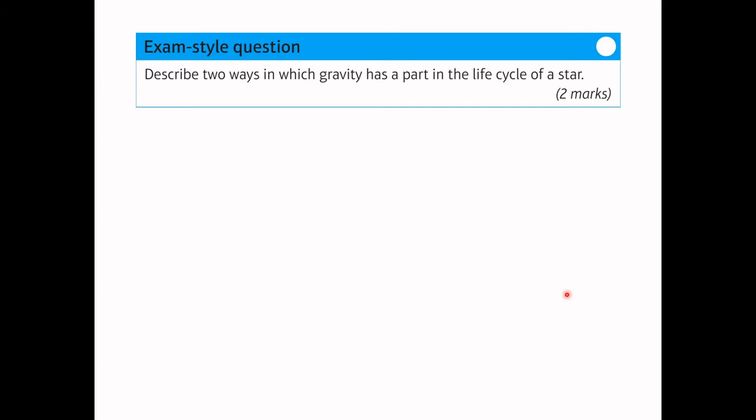So let's now go through some exam style questions, practice the stuff that we've just covered. So first off, pause the video and have a go at this question. Describe 2 ways in which gravity has a part in the life cycle of a star. I'll give you a couple minutes to have a go.